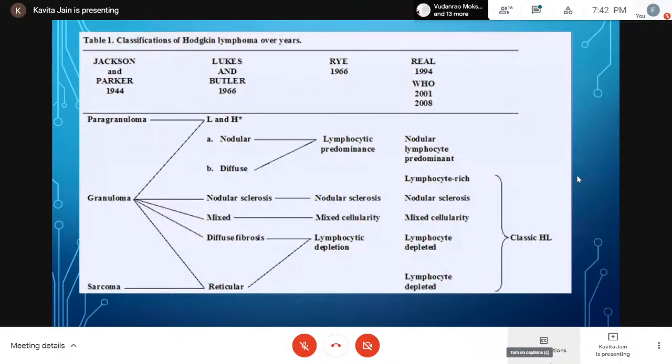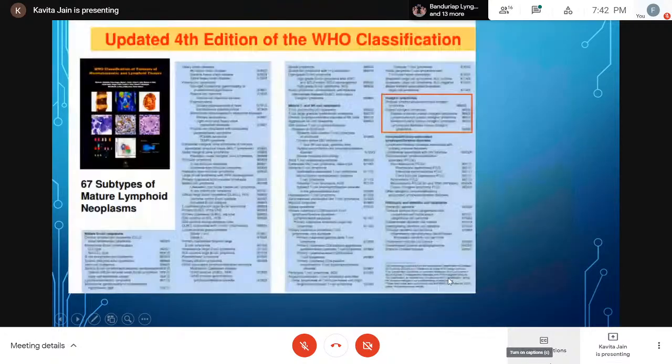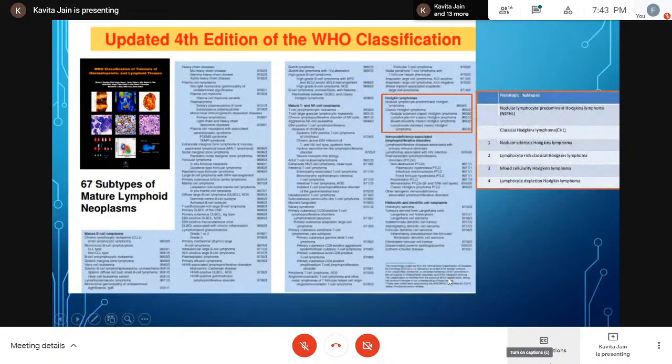So this is how the classification has gone over the years. Primarily, there was a strong association with granulomas and paragranulomas. Jackson and Parker in 1944 had a classification, which was modified, and then we finally had this classification, where we subdivide Hodgkin's lymphoma into nodular lymphocyte predominant Hodgkin's lymphoma, which will be dealt with separately, and classical Hodgkin's lymphoma, which has been further divided into 4 subtypes: nodular sclerosis, lymphocyte-rich, mixed cellularity, and lymphocyte depletion Hodgkin's lymphoma.